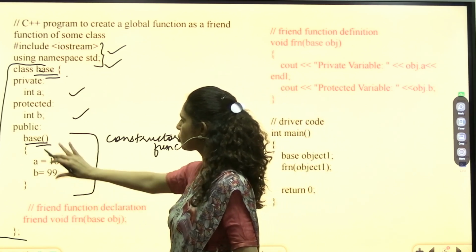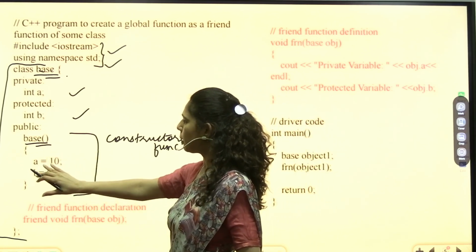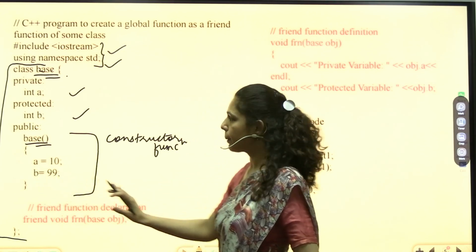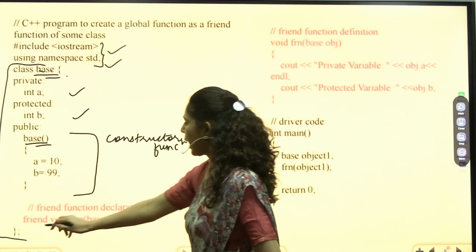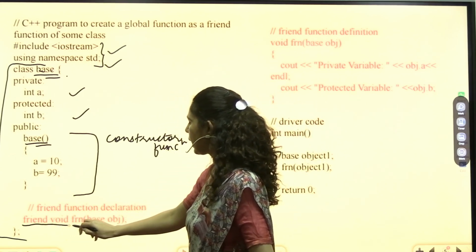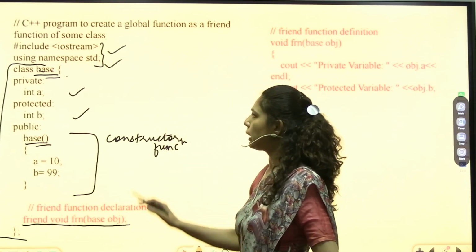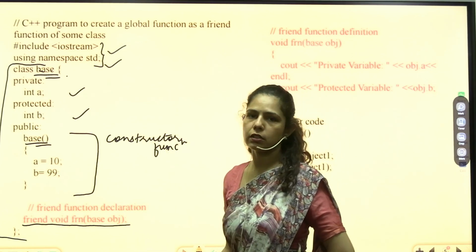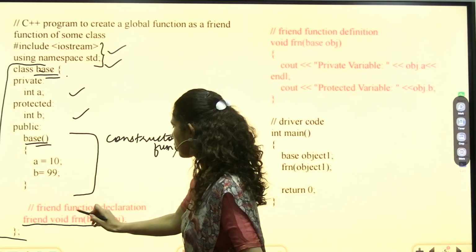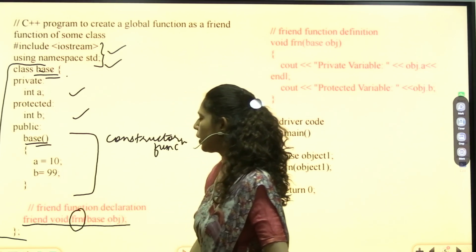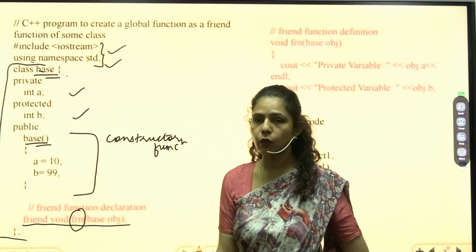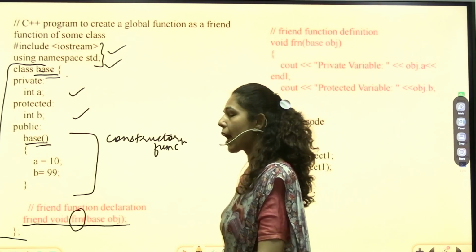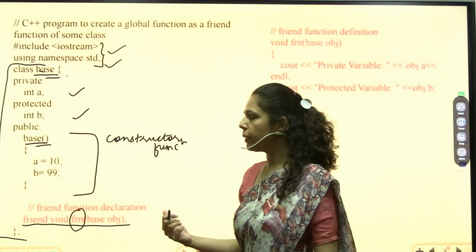Now in this constructor function, the assignment of the values of A and B is happening here. And at the end of this class, we are declaring our friend function. There's a function frn, and we are saying that frn is the friend of this particular class. Now, as discussed earlier, what will be the syntax here?